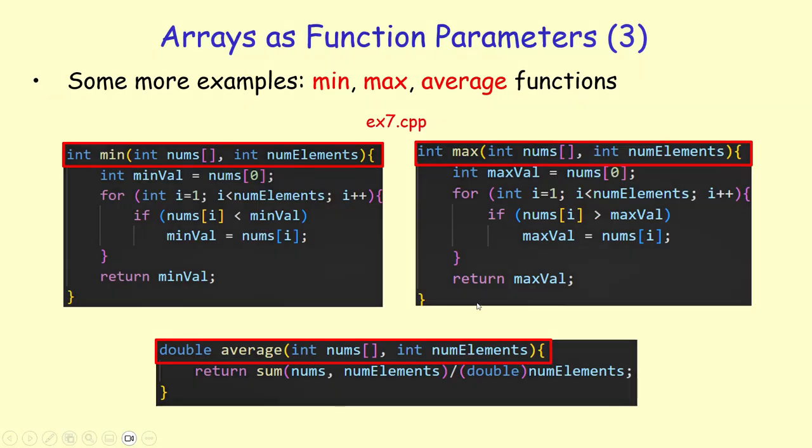Okay, here are 3 more functions that take an array as an argument and process the array elements. This is a function to compute the minimum number within an array of integers. The first parameter is an array of integers, and the second parameter is the number of elements that we would like to process.